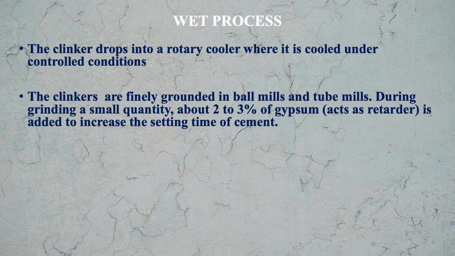Now these clinkers are finally ground in ball mills and tube mills. During the grinding, a small quantity of about 2 to 3% of gypsum, which acts as a retarder, is added to increase the setting time of the cement. So this is the process of the manufacture of cement in the wet process.